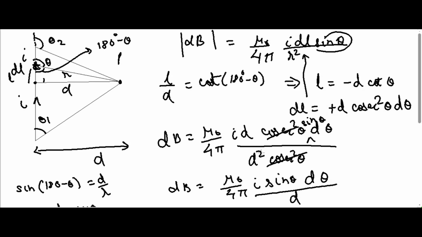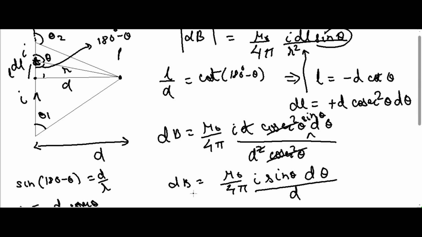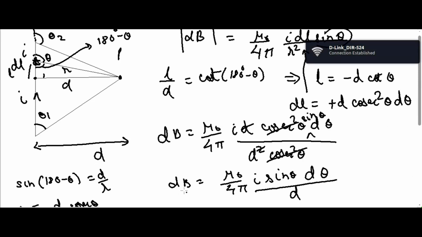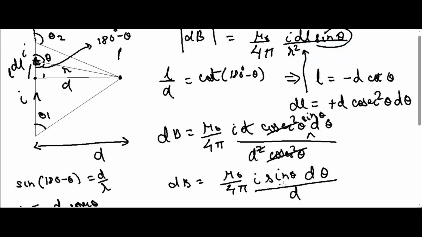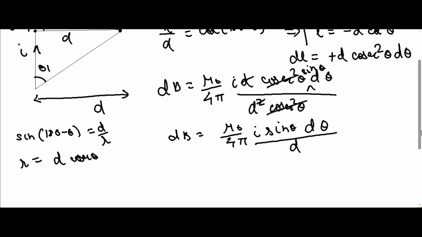Sorry, only d. So this d squared is getting cancelled with this. So all I need to do now is just integrate this to find the total magnitude of magnetic field, dB. I just need to integrate both sides, and the limits will be B from 0 to B, and theta will go from theta 1 to theta 2, because we are changing the value of theta from theta 1 to theta 2.